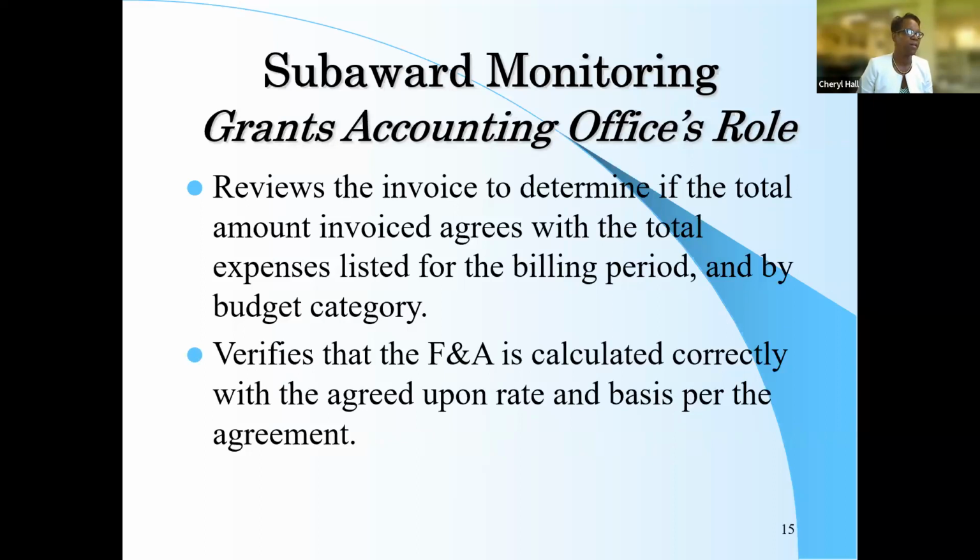Also, the Grants Accounting Office reviews the invoice to determine if the total amount invoiced agrees with the total expenses listed for that particular billing period and by the budget category. And it verifies that the F&A, which is indirect cost, is calculated correctly within the agreed upon rate and the base per the agreement.